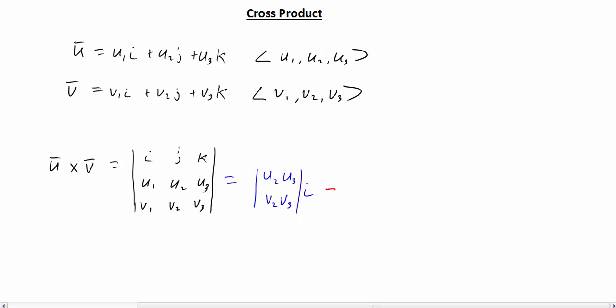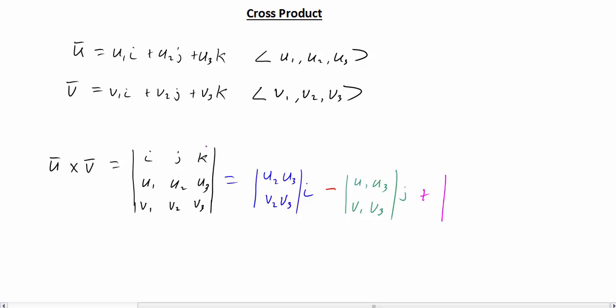We would again look at the j part. So we're going to cross out the first row and the column that contains j, and now we have u1, u3, and v1, v3. Essentially we're breaking this down from a 3 by 3 into 2 by 2. Again, this is the j, so this would be multiplied by j. And then the next one is going to be plus. So if you notice, the signs are going to go plus, minus, and plus.